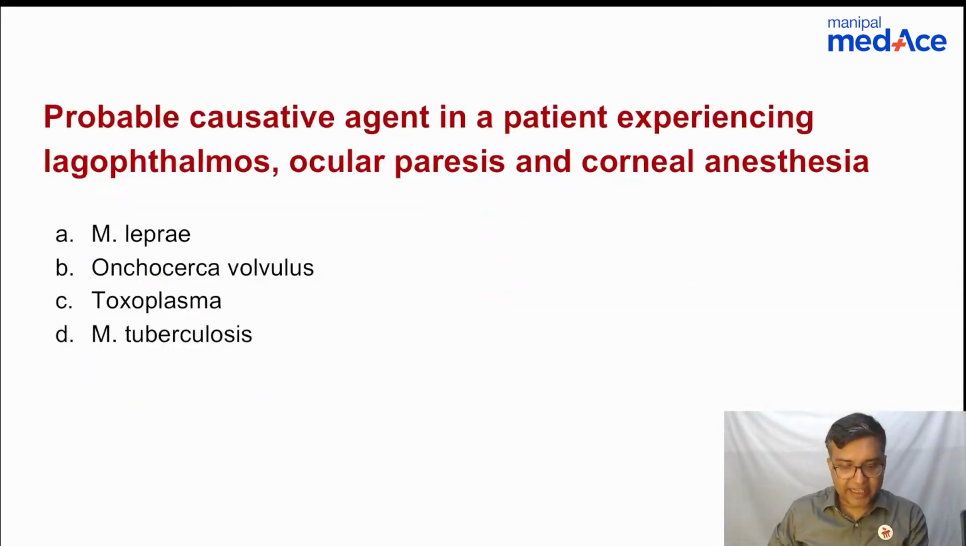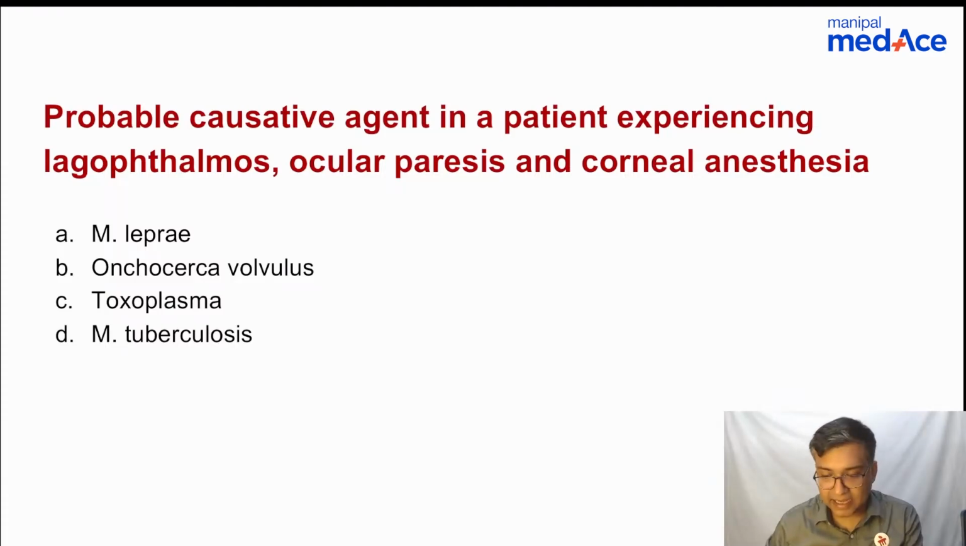Probable causative agent in a patient experiencing lagophthalmos, ocular paresis, and corneal anesthesia. So your options are Mycobacterium leprae, Onchocerca, Toxoplasma, and Mycobacterium tuberculosis. If any one of you wants to answer it in the comment section, please do.